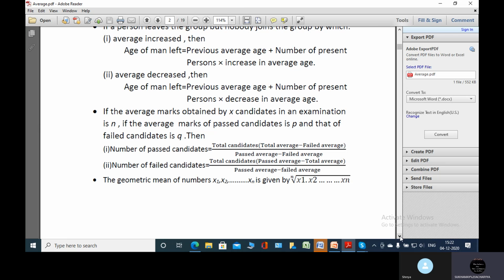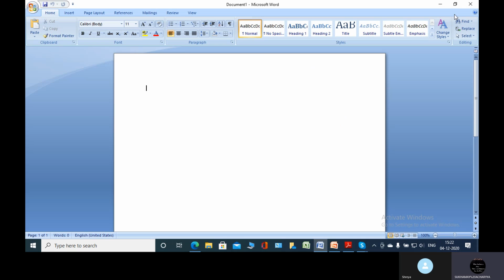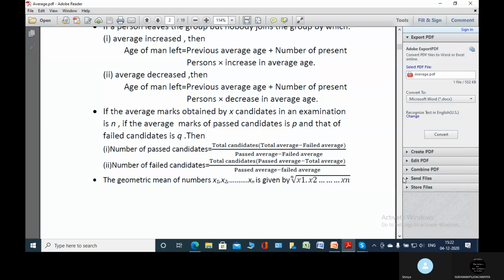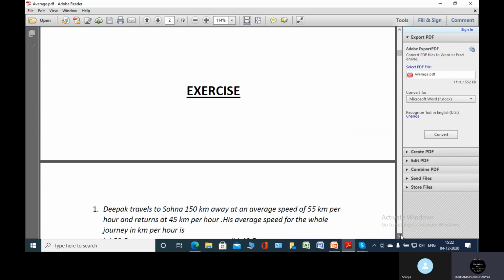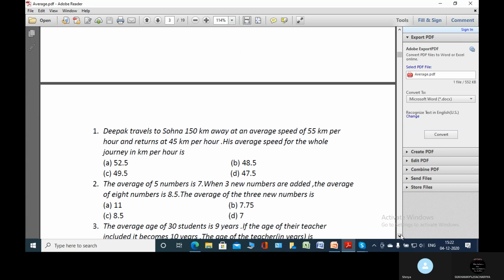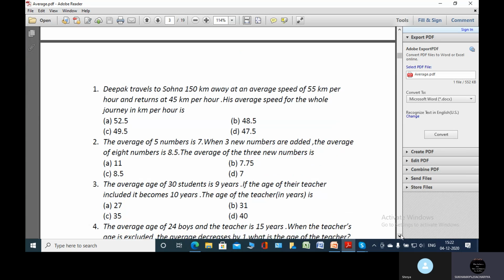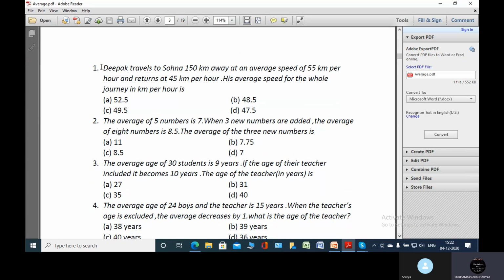Okay, these are all the theoretical part of our average topic. Now we will discuss some examples. Suppose there is example 1.